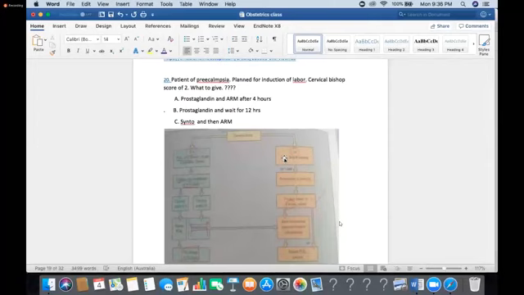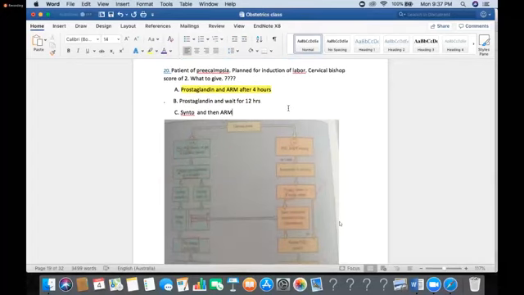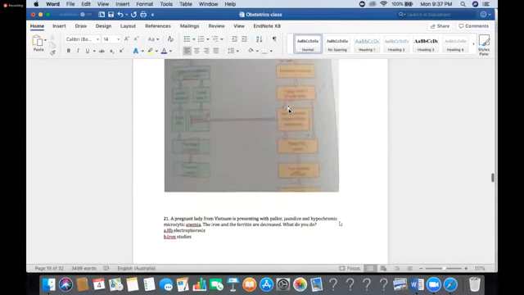Because she's pre-eclamptic, should we go for 4 hours because we don't want to wait anymore? Yes, that's the logic here. Okay, prostaglandin and ARM after 4 hours. Clear?